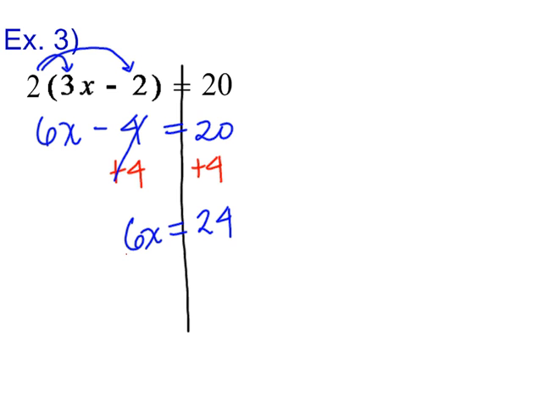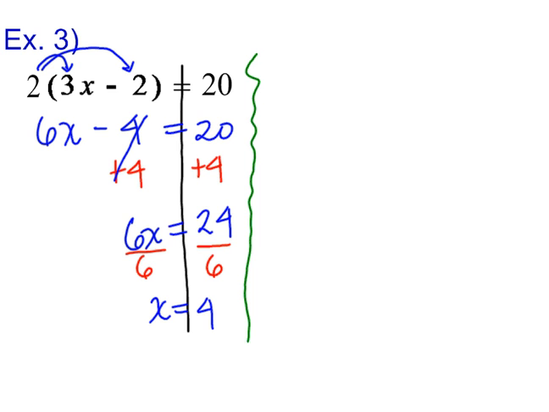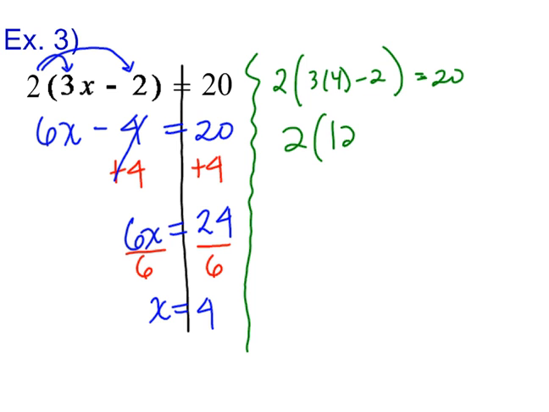At this point, we're going to divide both sides by 6 because we want to isolate that variable, get that x alone. So x equals 24 divided by 6, which is 4. Okay, we're going to check it. So 2 times 3 times 4 minus 2, and all of that equals 20. Let's start inside our parentheses. 3 times 4 is 12.